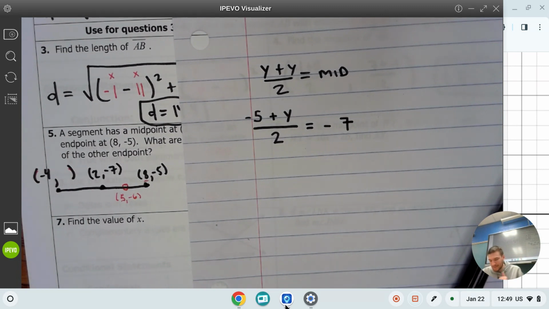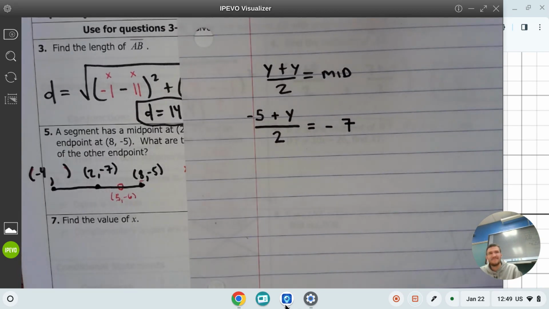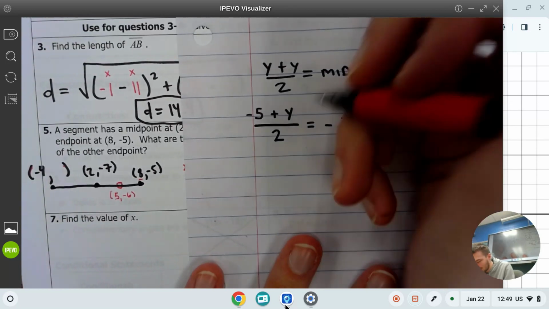It's coming back to me, Miss Bass. It was something like double it and then subtract it. Circle the midpoint, double. Something like that, yeah. Circle the midpoint, double the midpoint, subtract the endpoint. Yeah, there it is. I knew it was something like that. Sorry, Miss Bass.